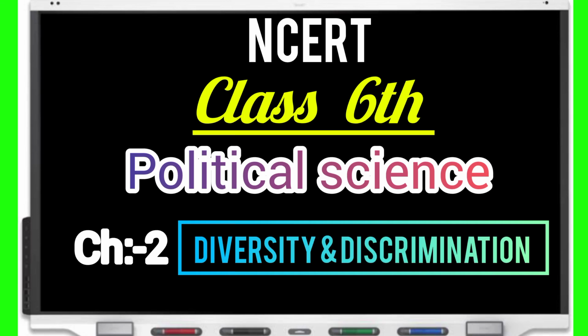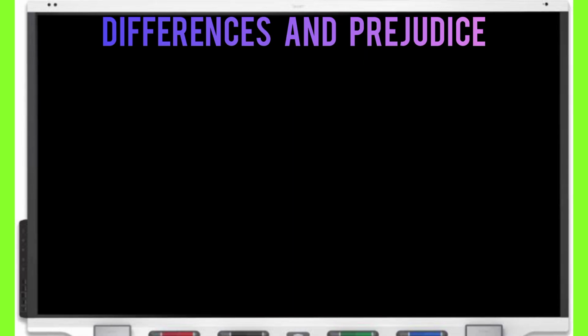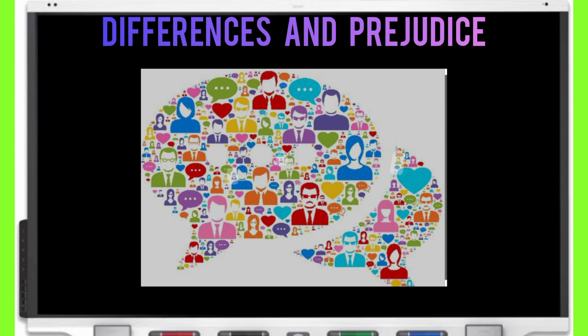So today we will start with class 6 political science, the second chapter, which talks about diversity and discrimination. In the last chapter, we talked about India and the concept of diversity given by Pandit Nehru. Now in India, as we have seen, there are lots of differences. These differences are in terms of languages, religions, and culture, as we saw in the last class.